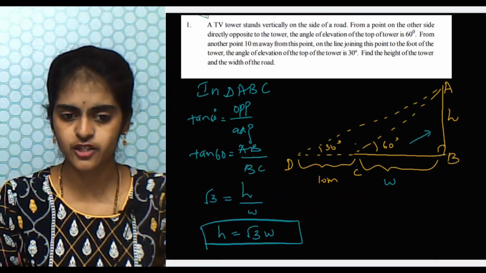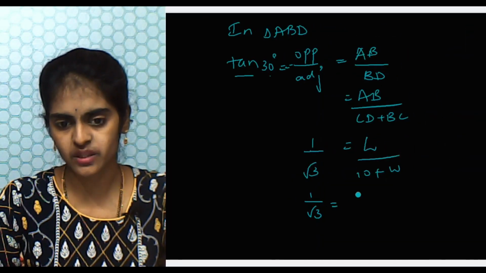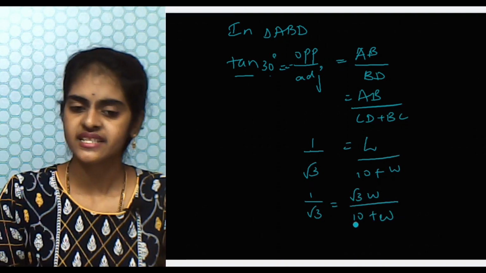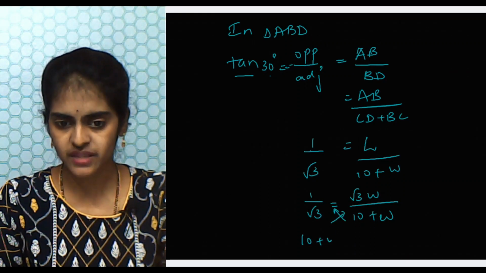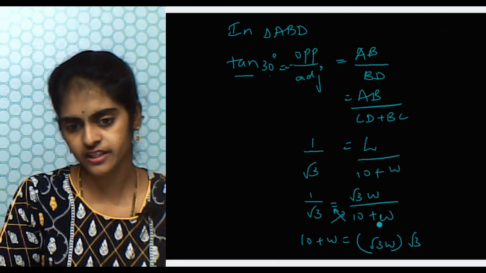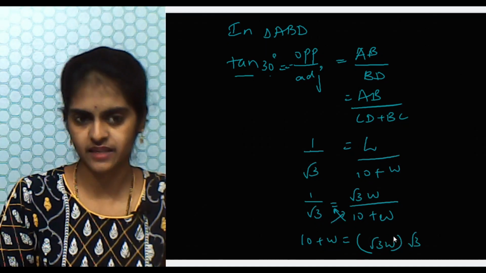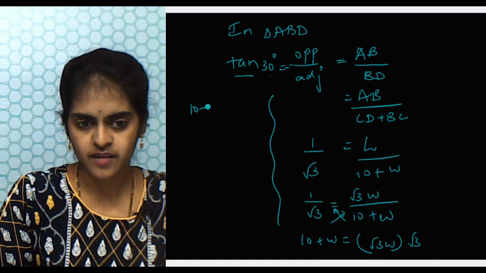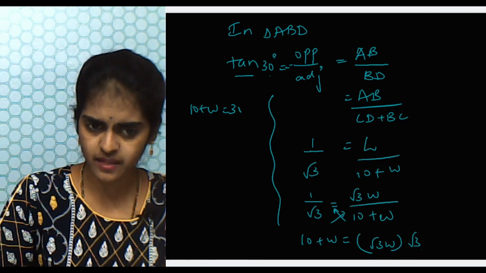But what is the value of H? You got H is nothing but root 3 W. So let us substitute here. So 1 by root 3 is equal to root 3 W divided by 10 plus W. Simple cross multiplication let us do. So cross multiplying, you have 10 plus W is equal to root 3 W into root 3. Isn't it? 1 into 10 plus W is 10 plus W. Root 3 into root 3 W. So this is nothing but 10 plus W is equal to root 3 into root 3 is 3W.